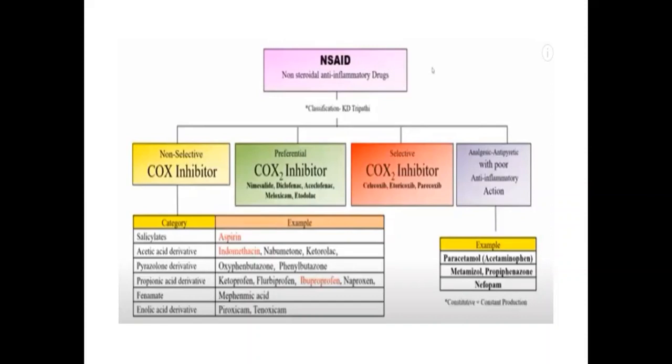The drugs which belong to the class of non-steroidal anti-inflammatory drugs can be divided into basically four classes. First is the non-selective COX inhibitor. Second is the preferential COX-2 inhibitor. The third one is the selective COX-2 inhibitor. And the last and fourth one is the analgesic antipyretic with poor anti-inflammatory action.